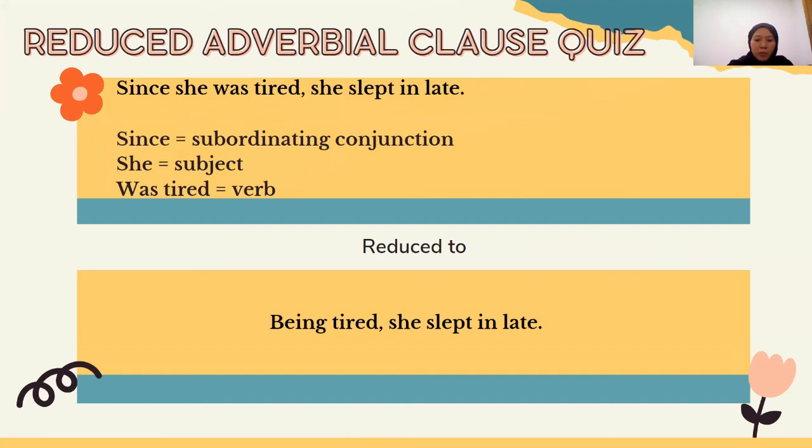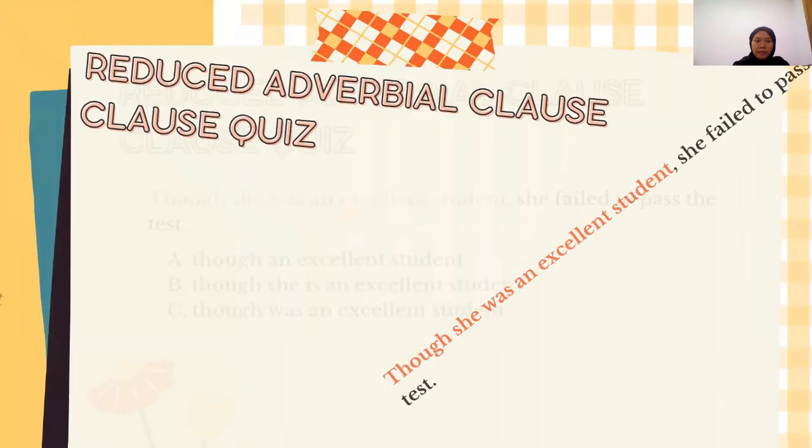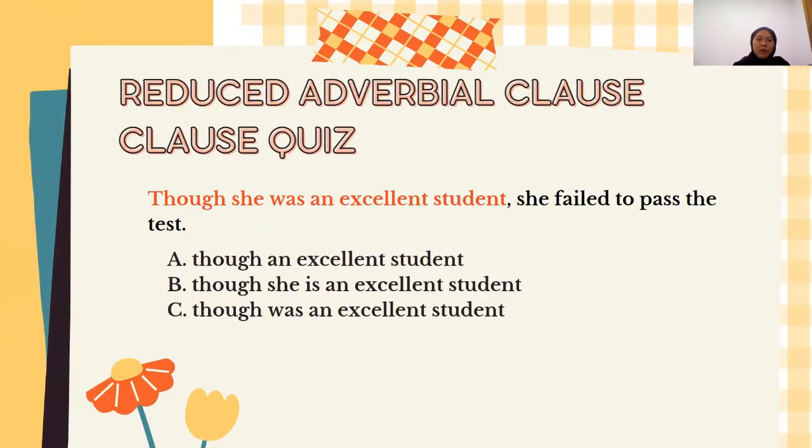Why? So we have to remove the subordinating conjunction, since, and also we have to remove the subject, she. And the third one, we have to change the verb to the gerund form, from was tired to being tired. The last sentence, though she was an excellent student, she failed to pass the test.